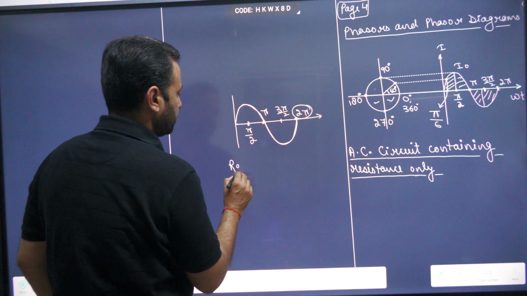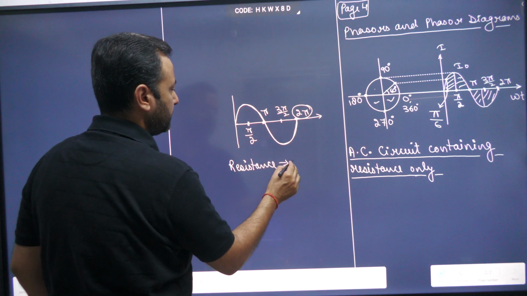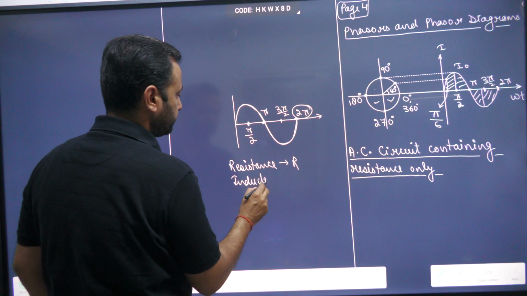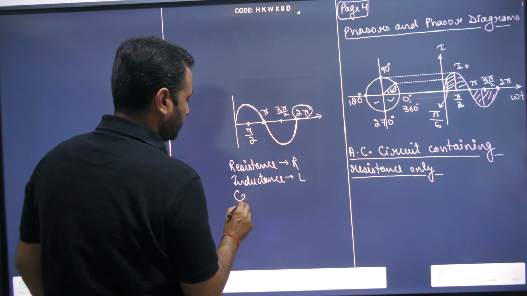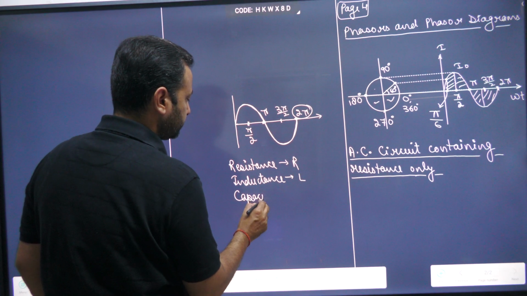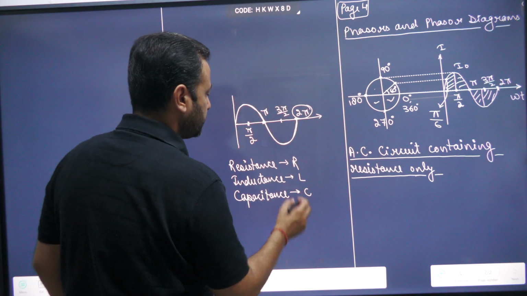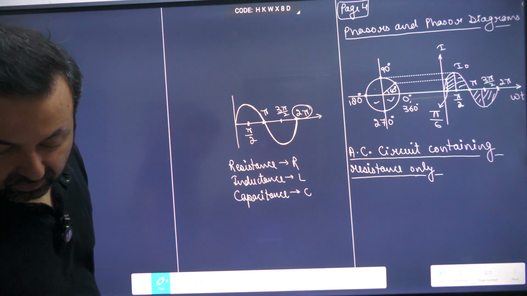One is resistance, R. One is inductance, L. One is capacitance, C. So, R, L, C.